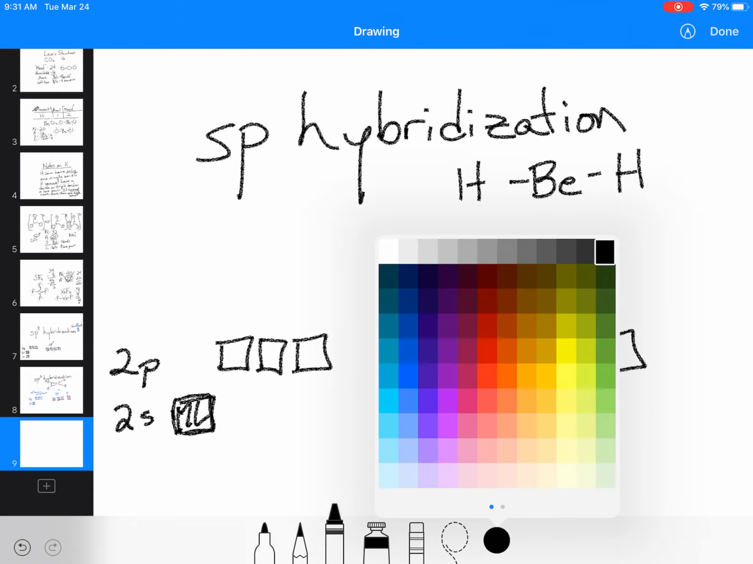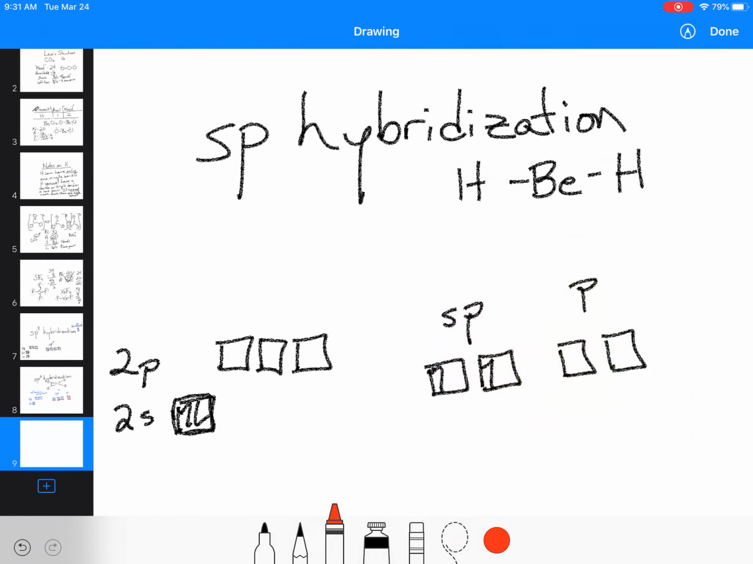The hydrogens share an electron with the beryllium by contributing their single electron to each of these. And there is the complete sp bonding orbital model.